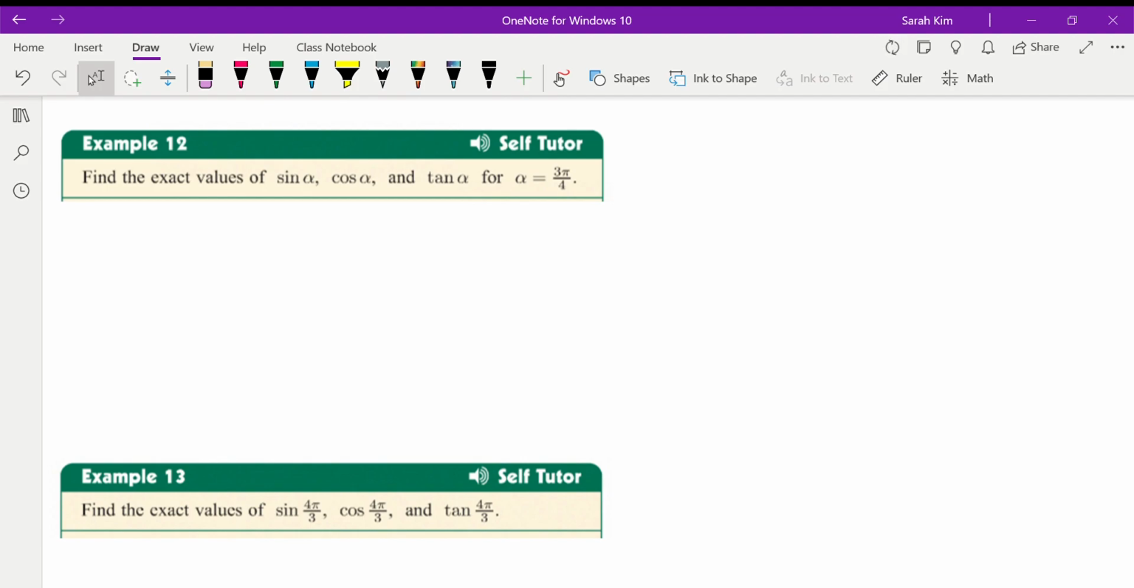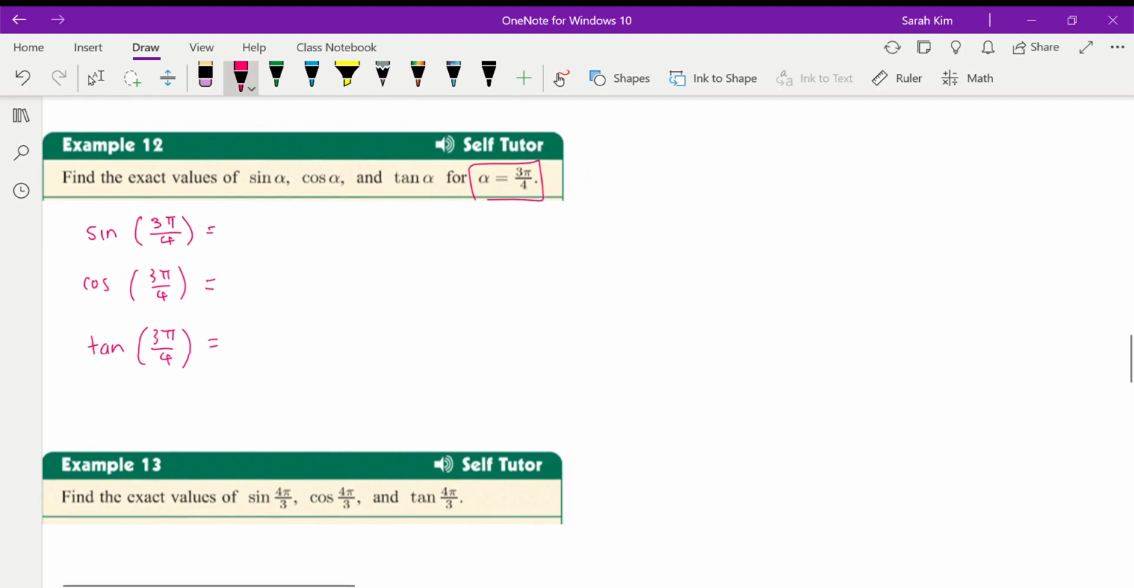So you wouldn't even need your calculators, and something like this would be important to understand how to use. So we need to find sine alpha, where alpha is this value over here. So I'm going to replace it and write it as 3 pi over 4. So I need to find sine 3 pi over 4. I also need to find cos 3 pi over 4. And eventually I need to be able to find tan 3 pi over 4. Okay, so let's start with the sine.